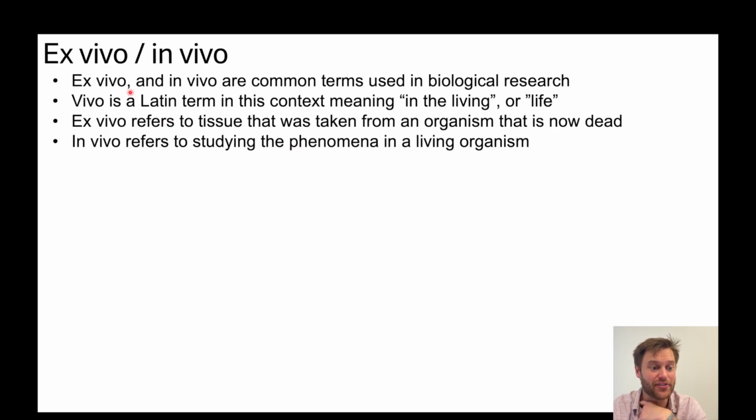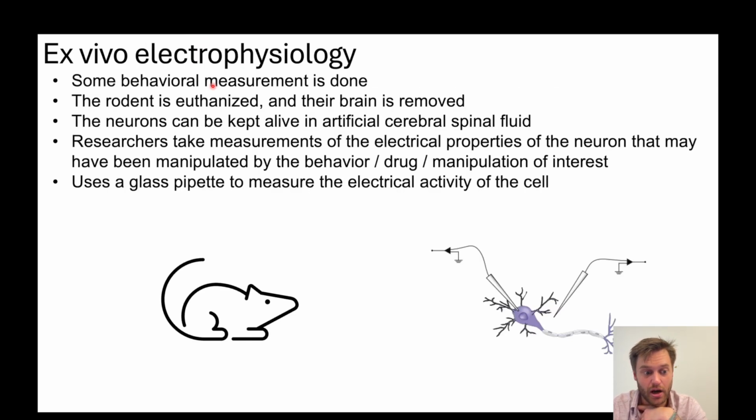If you're doing ex vivo, that means that you removed brain tissue and now you're studying the brain tissue now that it's out of the rat's head. Or you could do in vivo, which means that you're studying the tissue while the organism is still alive. So ex vivo electrophysiology is, as I already described, where you remove the rat's brain or the mouse's brain and you keep the neurons functional so then you can test that.